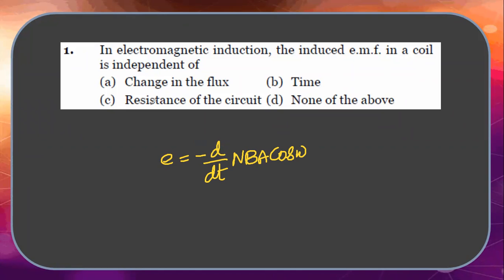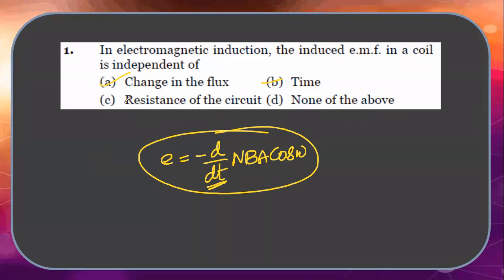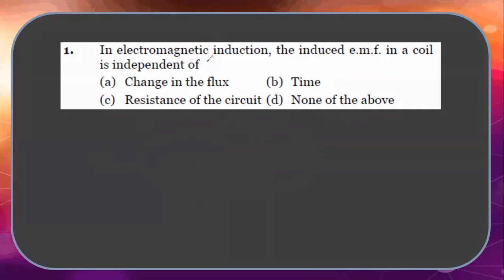So in electromagnetic induction, the induced EMF in a coil is independent. It depends upon the flux, it is correct. It depends upon the time period, correct, and resistance of the circuit, and none of the above. So the induced EMF in a coil is independent of resistance. That's why, which option is correct?